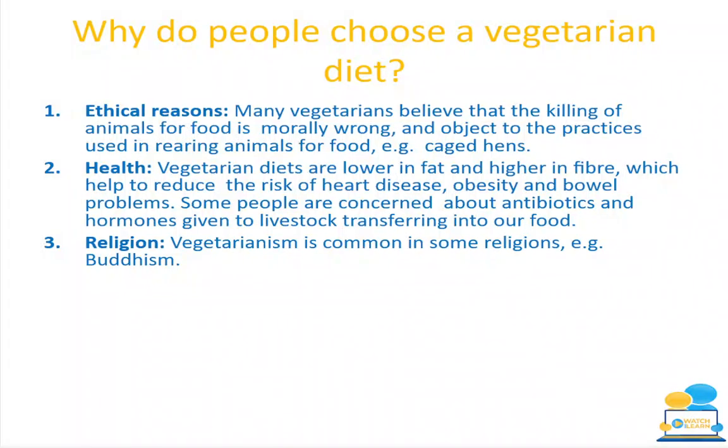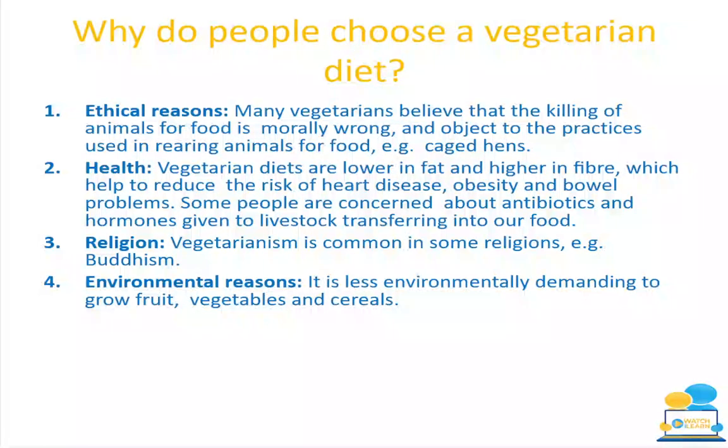Next reason is religious reason. So vegetarianism is very common in religions such as Buddhism. For environmental reasons, there's less environmental demand to grow fruit, vegetables and cereals than rearing your cattle and your sheep and your turkeys and your chickens.